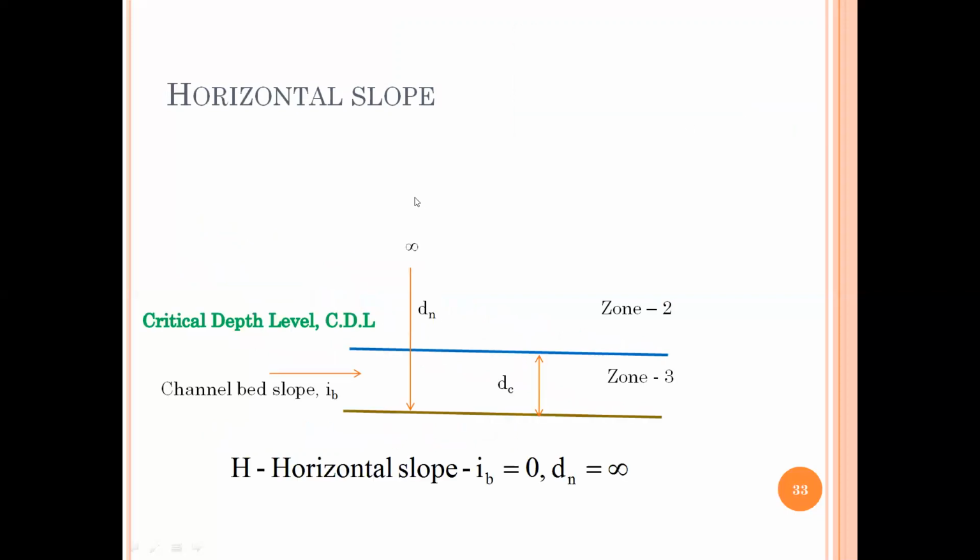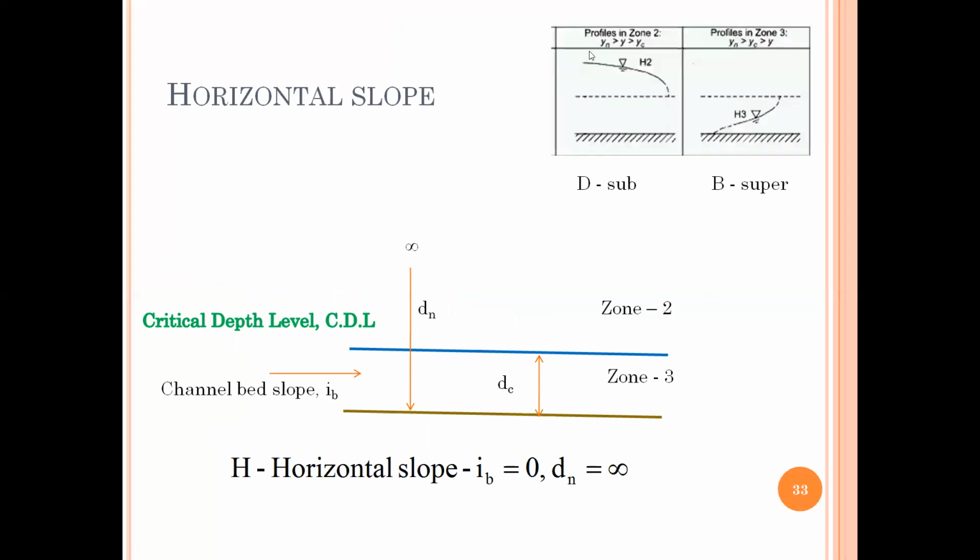The fourth one is horizontal slope. Now in horizontal slope, my IB is equal to 0. Channel bed slope is horizontal. My DN is infinity. So here again, since DN is not defined, I've got zone 2 and zone 3. So in zone 2, it is a drawdown curve, the profile is drawdown, and the flow type is subcritical flow. Coming to your zone 3, if the depth of flow is here, it is a backwater curve and the flow type is supercritical flow.